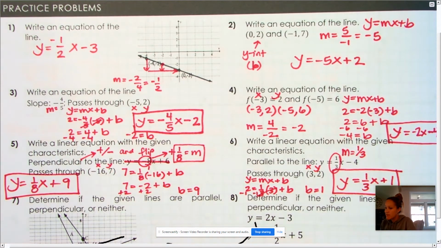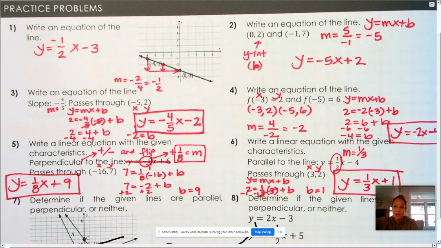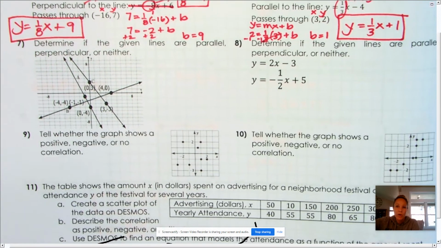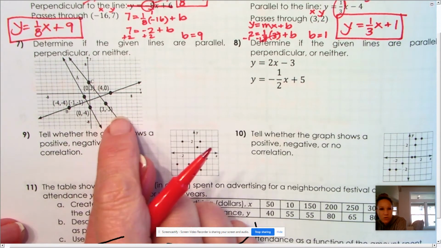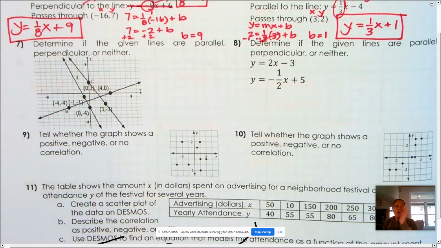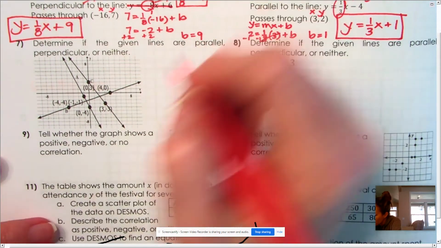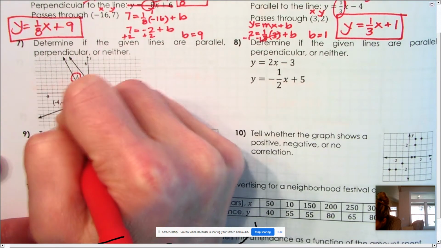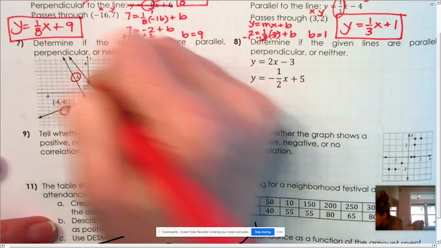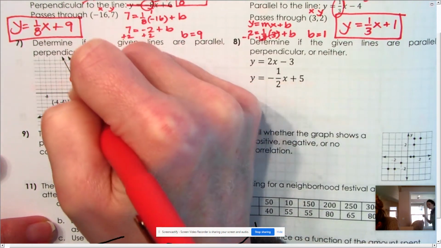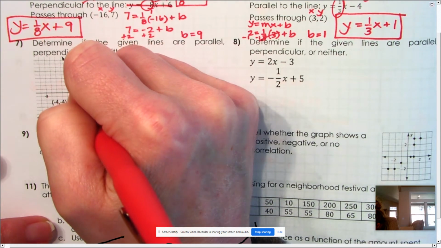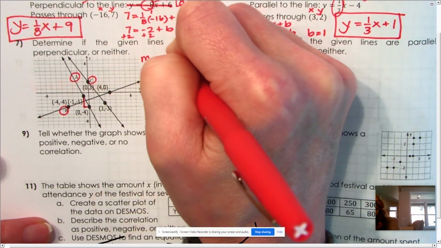Okay, question number 7 says determine if the lines are parallel, perpendicular, or neither. And so right away you can tell those ones don't really look super parallel, but we're going to find the slope of each of these lines just to check mathematically. So this is line A, this is line B, and this is line C. So I'm going to find the slope of line A, which goes down by 3 over by 1.